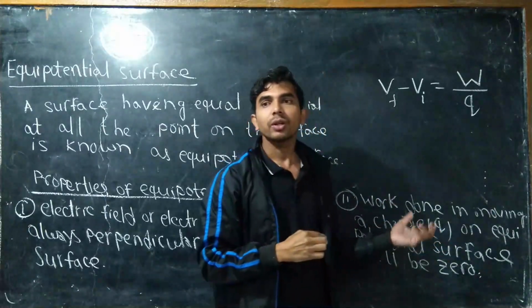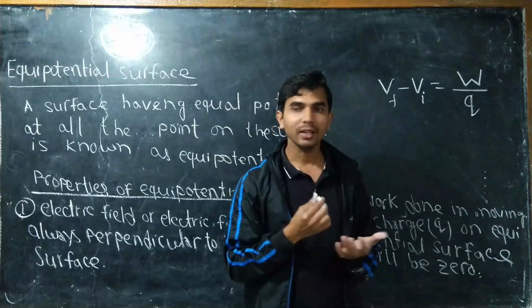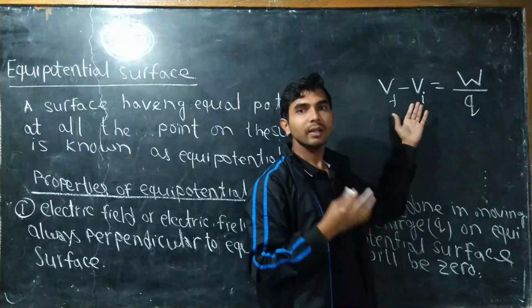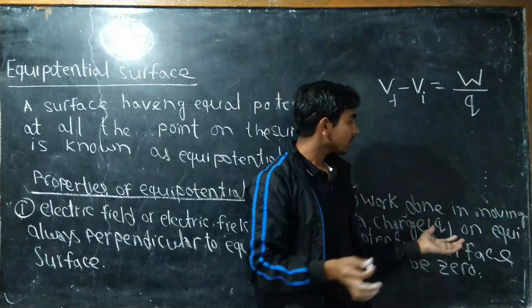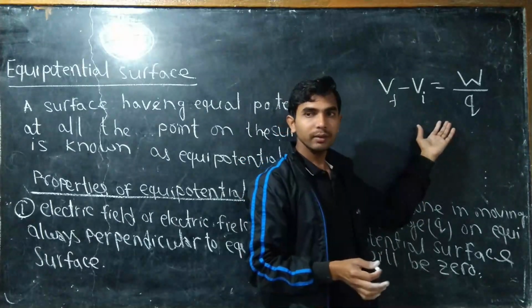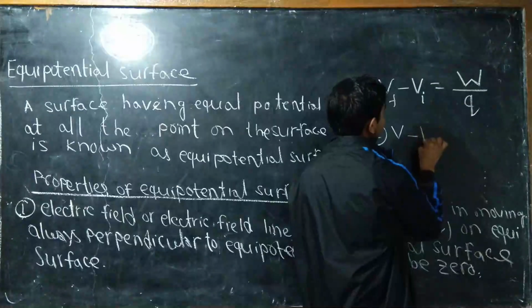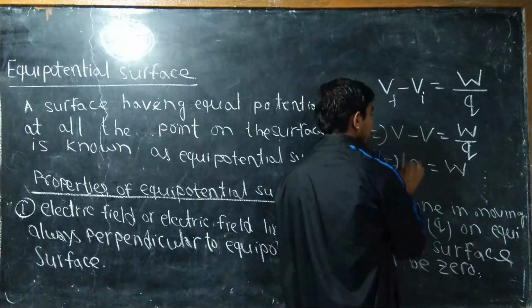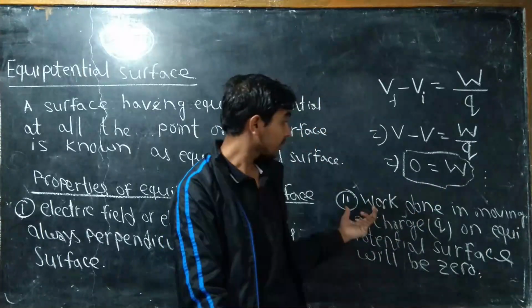I am moving the charge on the equipotential surface, and an equipotential surface is a surface having equal potential. That means your final potential is equal to initial. Suppose final is V, initial is also V. So you can see V minus V is 0. So W is also 0, and W is the work done in moving the charge.